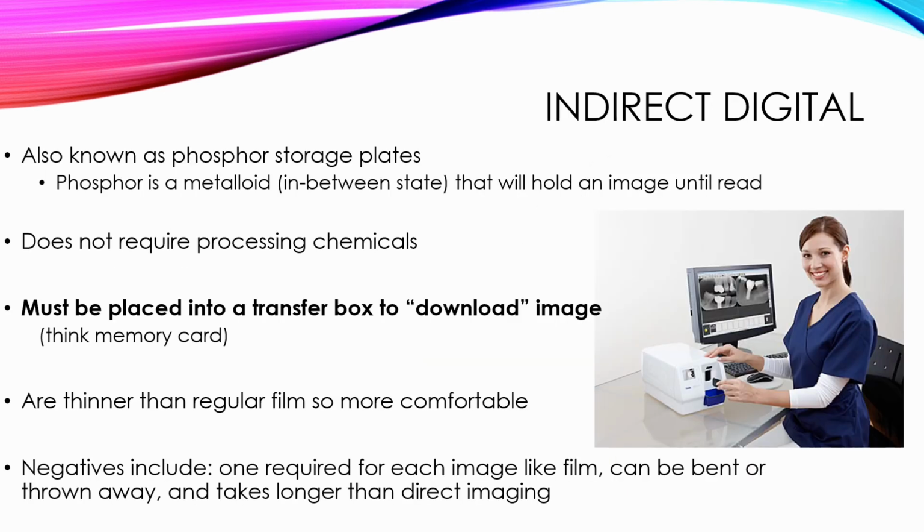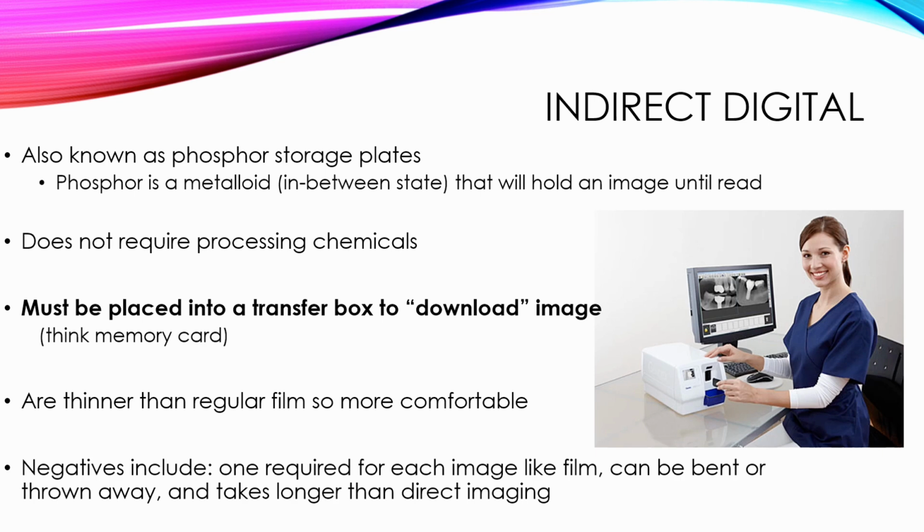I like to think of indirect digital as a step between conventional film and the digital sensor. Think of it like using a memory card on a digital camera. You have to take the image and then download it. The phosphor storage plates store the image in phosphor, which is a metalloid, which means not really a liquid and not really a solid. You store the image and then download it, so it doesn't require any processing chemicals like a conventional film. They are actually more detailed. You can see more spatial resolution and fine details compared to the digital sensors.